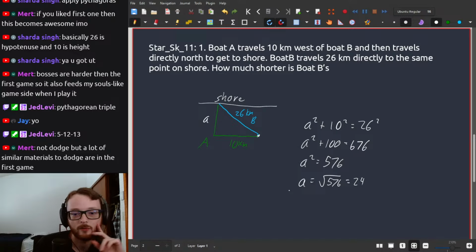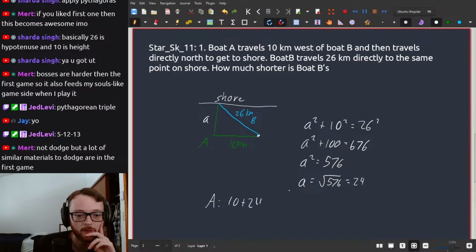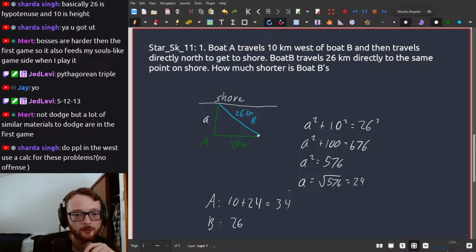Okay, so now we know everything we need. The distance A traveled is 10 plus 24, because the first leg plus the second leg is 34. The distance that B travels is 26. So just subtract these two, and that's our answer. So 34 minus 26 is 8. So if that makes sense, Star, let me know.